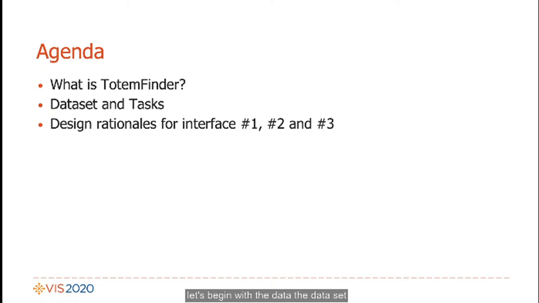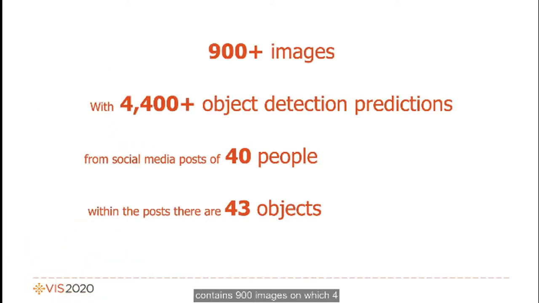Let's begin with the data. The dataset contains 900 images on which 4,400 object detection predictions have been generated by a machine learning classifier that the challenge organizers trained. These images are social media posts from 40 people, and inside of these images are 43 different objects.